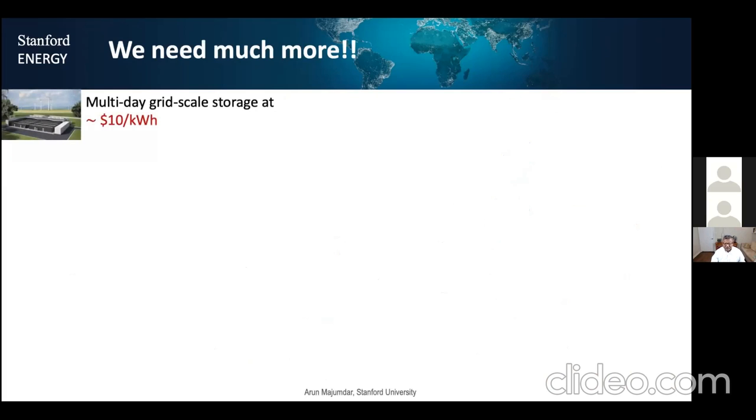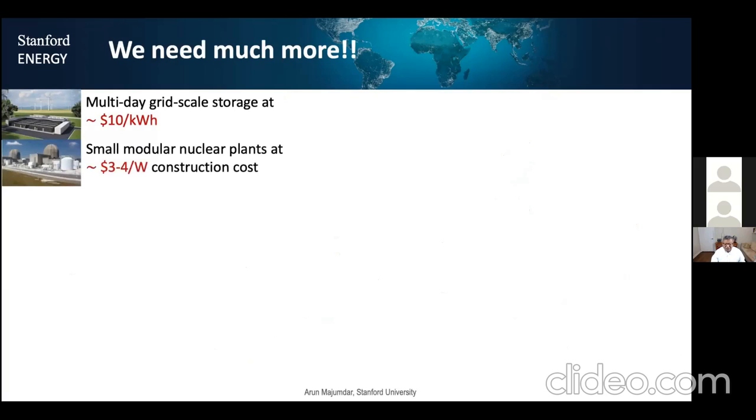Multi-day grid-scale storage, small modular nuclear plants at half the cost of what is done today in terms of construction cost. Refrigerants have a global warming potential about 2,000 times that of CO2. And as you increase refrigerator and air conditioner use, any leakage from that can have anywhere from 10 to 40% of the global warming of CO2 if you have these refrigerants go up in the atmosphere.